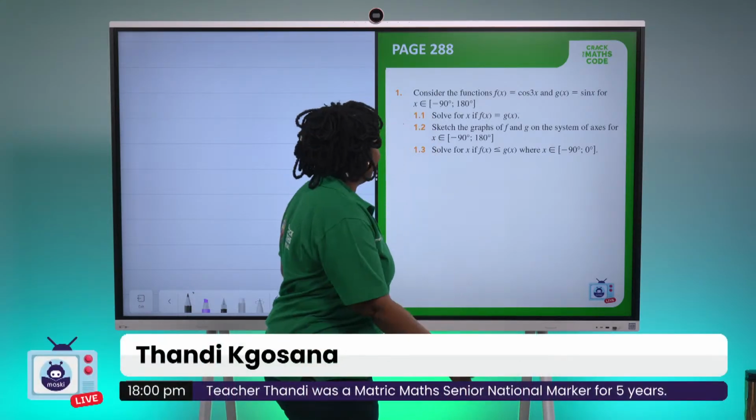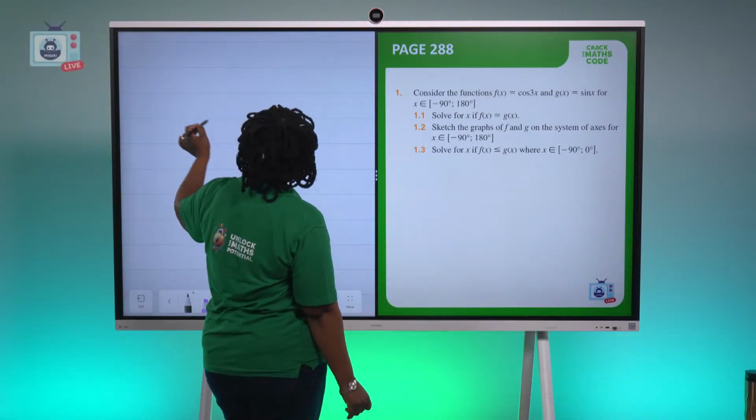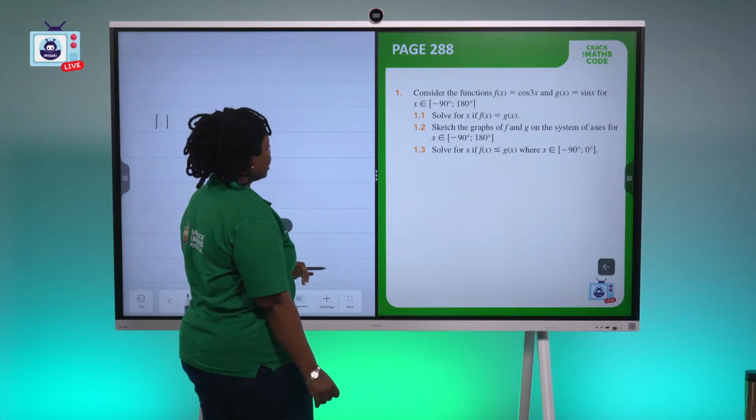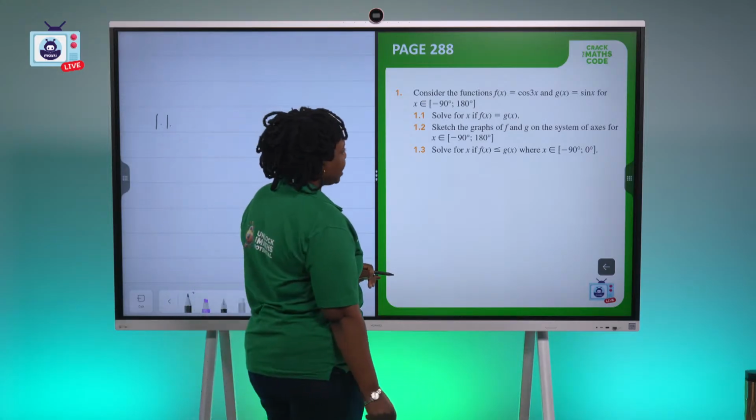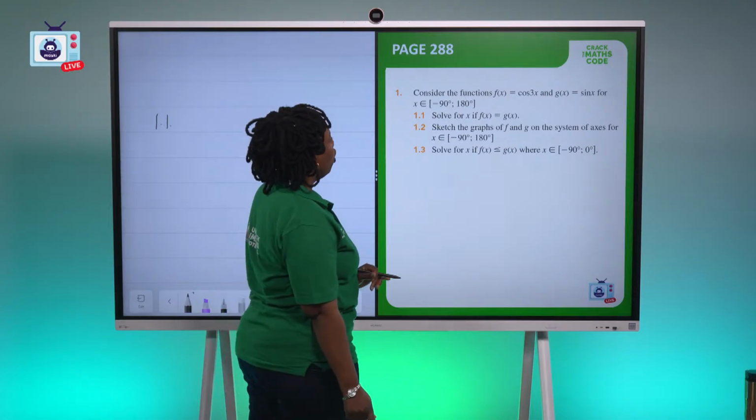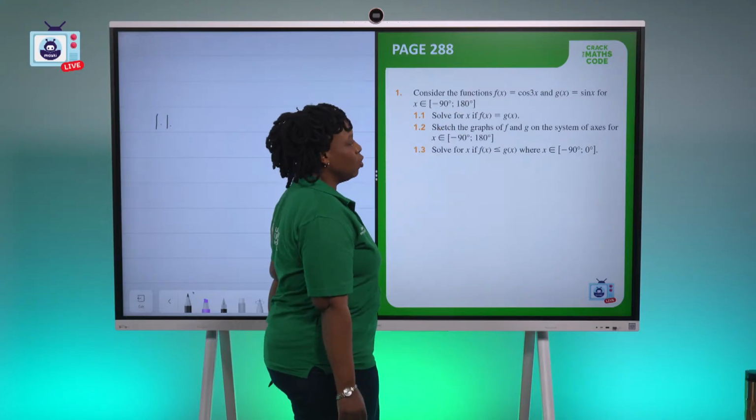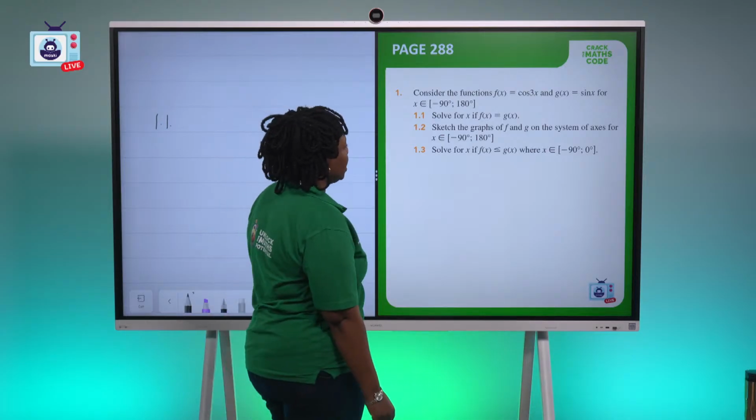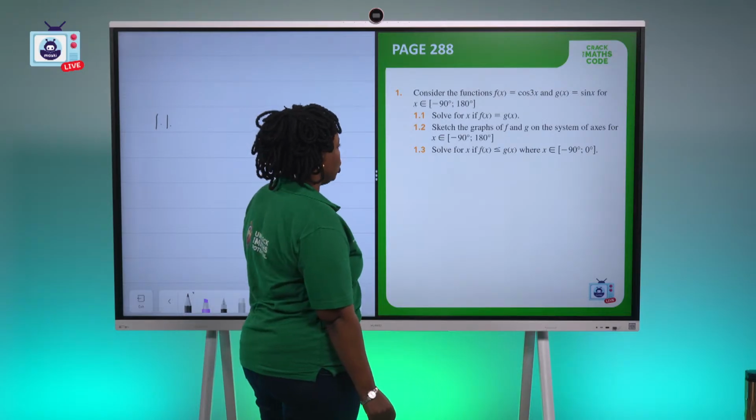Yes, let's do this. Okay, we have this question in front of us. I'm sure some of us have tried to check it out and see what we can get. So let's see what comes out when we do it together. Consider the function f of x equals cos 3x and g of x equals sine x, where x is an element of negative 90 degrees up until 180 degrees, both included. Now the first question says, solve for x if f of x equals g of x.